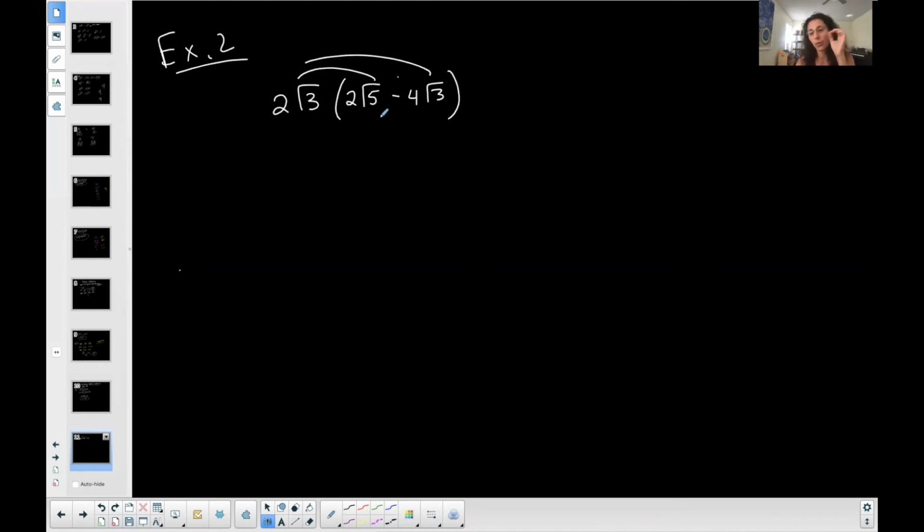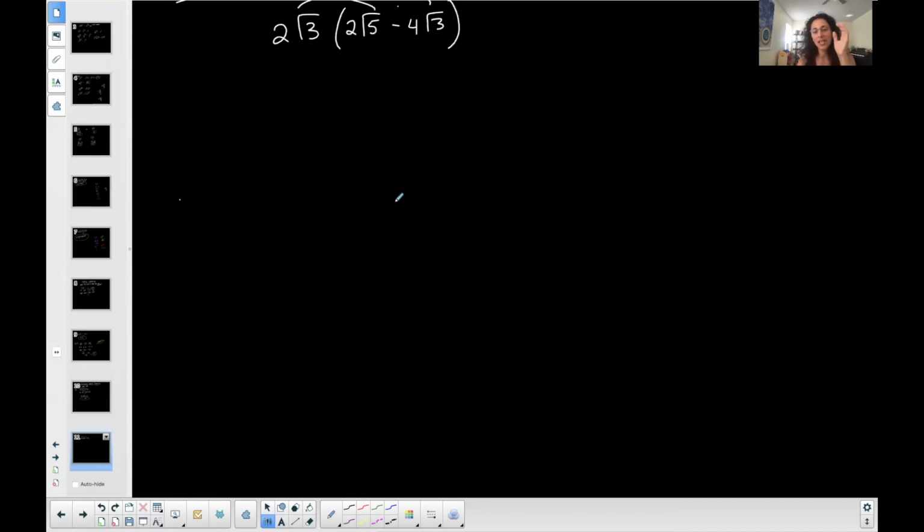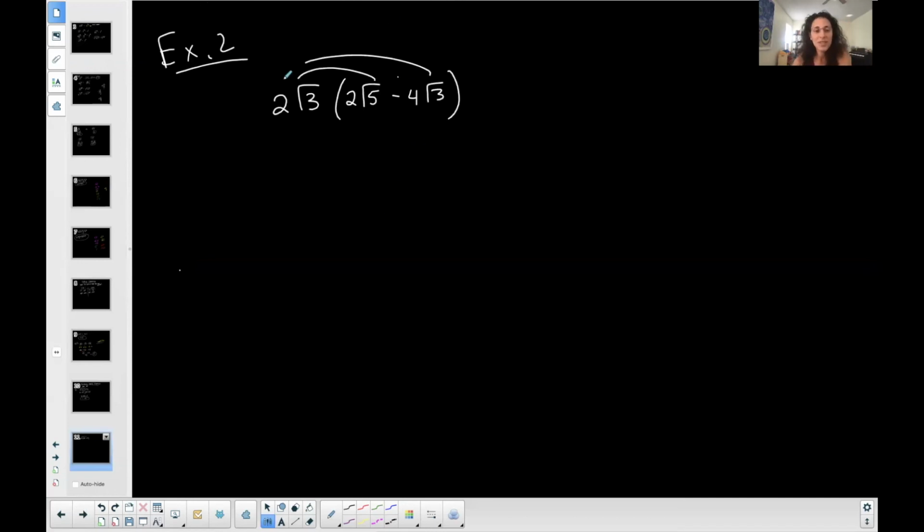I'm using terms from polynomials just to refer back to that a little bit. So if I want to multiply the 2 times the square root of 3 times the 2 times the square root of 5, the 2's can be multiplied because they're both outside of the radical. So 2 times 2 is 4. Now underneath, they're both square roots, so I keep my square root. 3 times 5 can be multiplied because they're both underneath a radical: square root of 15. Now the minus: 2 times negative 4 is negative 8. They both stay outside. And then this 3 and this 3 can get multiplied because they're both inside.